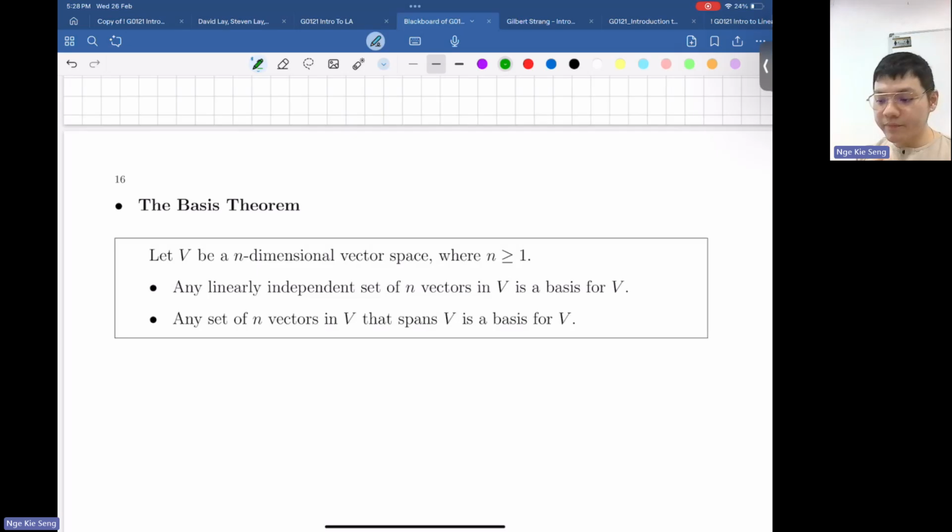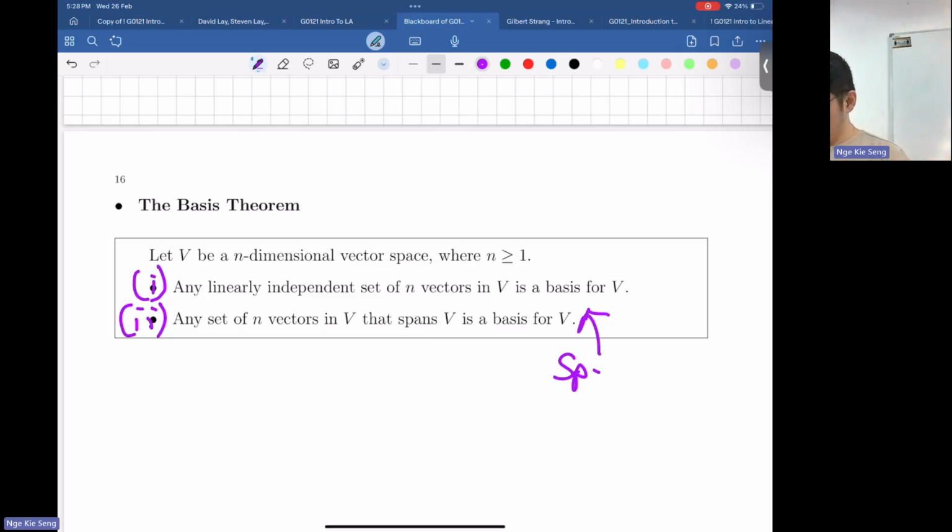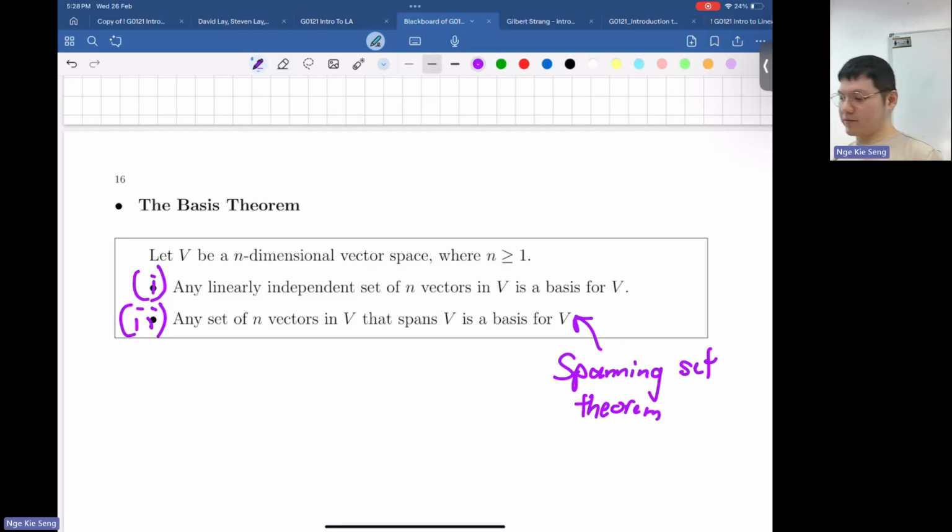For example, for part 1, how do we prove this? This is exactly the content from the previous theorem. Any linearly independent set can be expanded to form a basis. And then second, any set of n vectors that spans V is a basis for V. Why? This follows from the spanning set theorem we had just now.